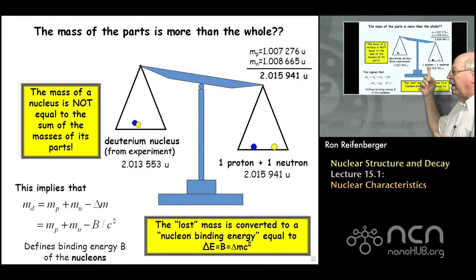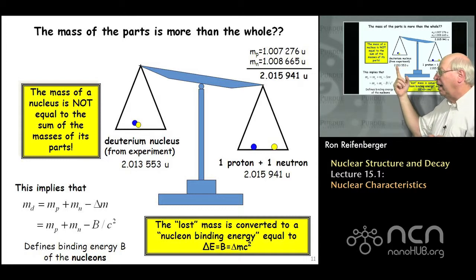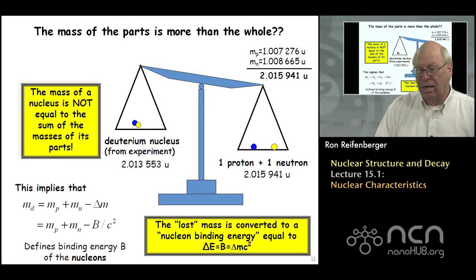I mean, if I take the mass of the proton plus the mass of the neutron, I add them up here, right? I get 2.015941 unified mass units, right? But if I measure the mass of the deuterium nucleus experimentally, I only get 2.013553 unified mass units. So the individual proton and neutron is actually heavier than the mass of the deuterium nucleus. And the question is, how can that possibly be?